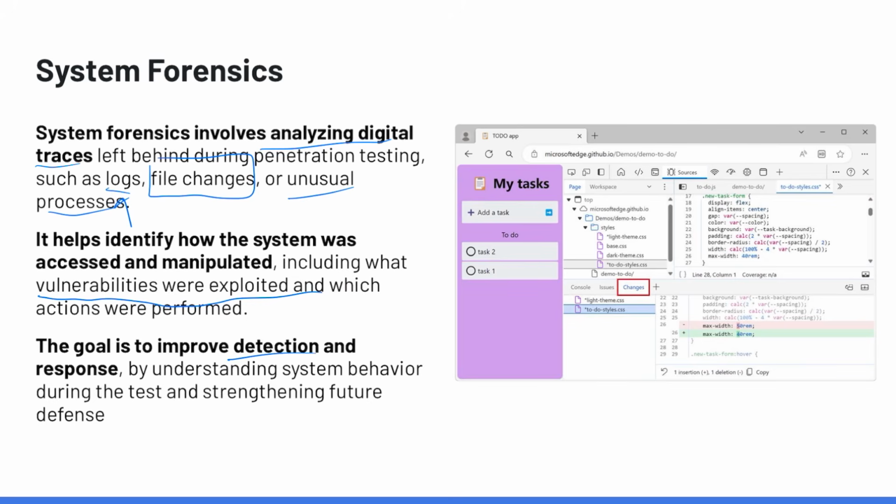Basically, we can improve our ability to detect and respond to potential cyber attacks by understanding what happens and what the system sees during a cyber attack, or what it saw during this penetration testing.